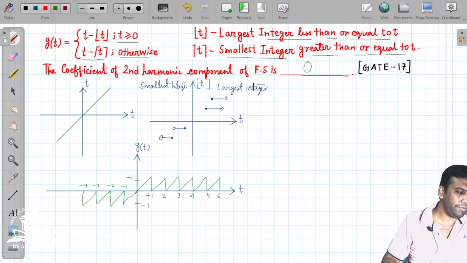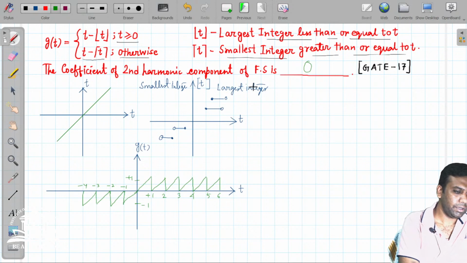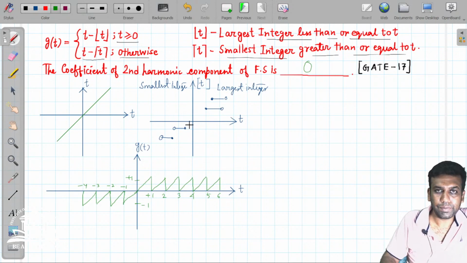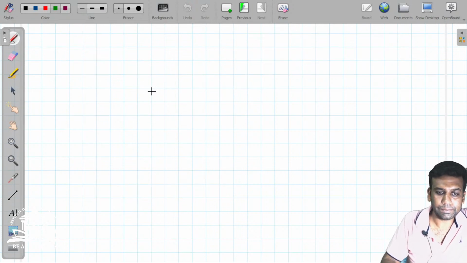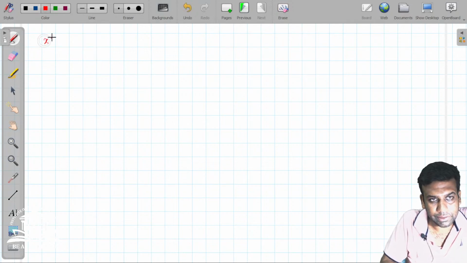Now let us go for another question of the electrical branch. Let us look at one more question of the electrical branch. Okay, so let us find the question. So the question looks like this. Suppose we have a signal x(t). This will be the last question.